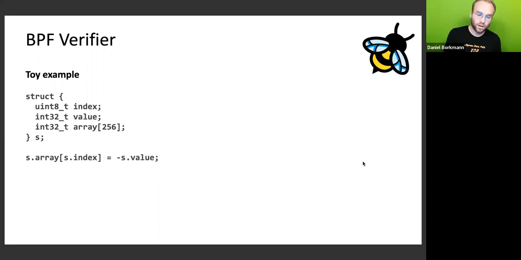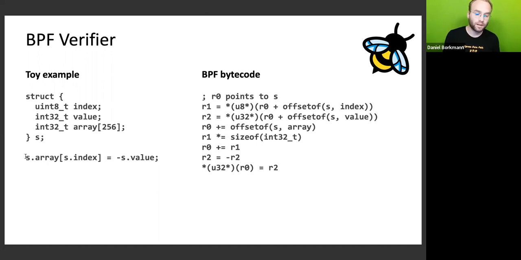Just to give a toy example of how the verification looks. I have here a small program and we have a structure. The structure has an index, it has a value, and it contains an array. And we want to write the negated value into that array at a given index. And that structure is part of a map value, so that's memory that is available to the BPF program.